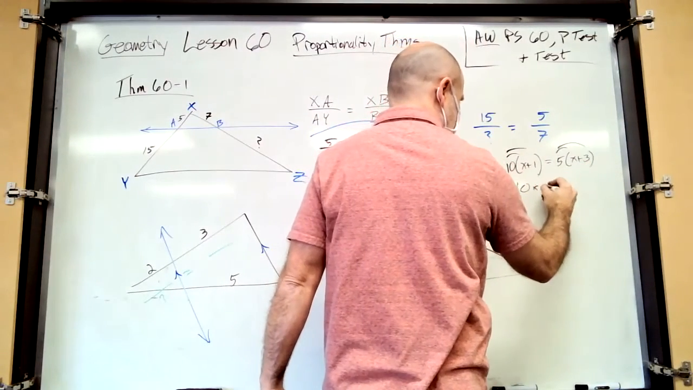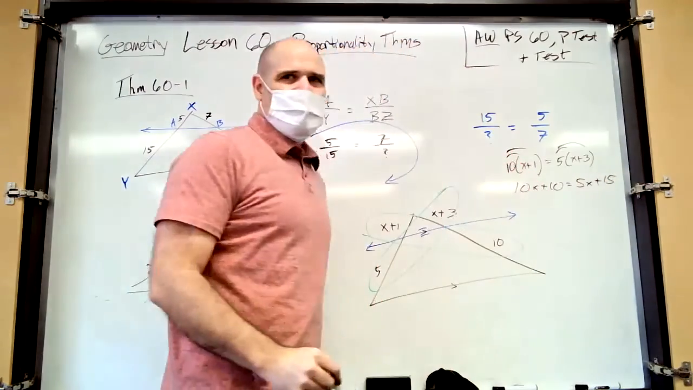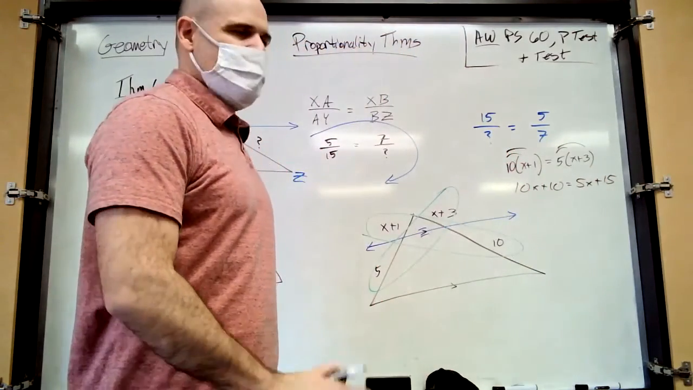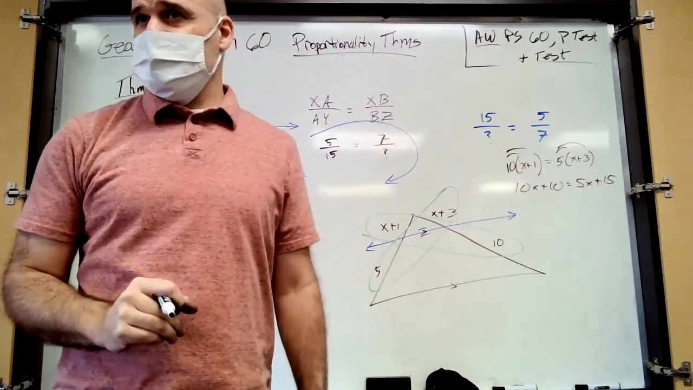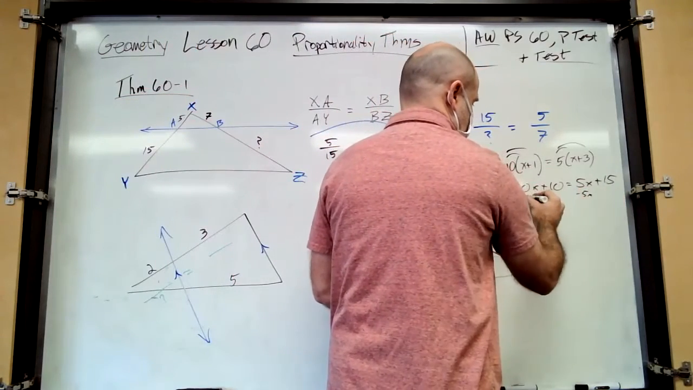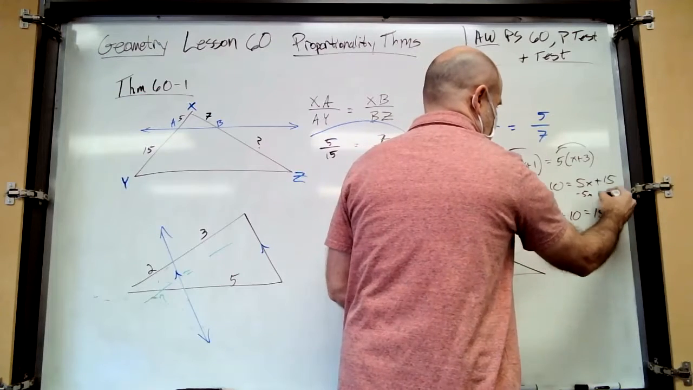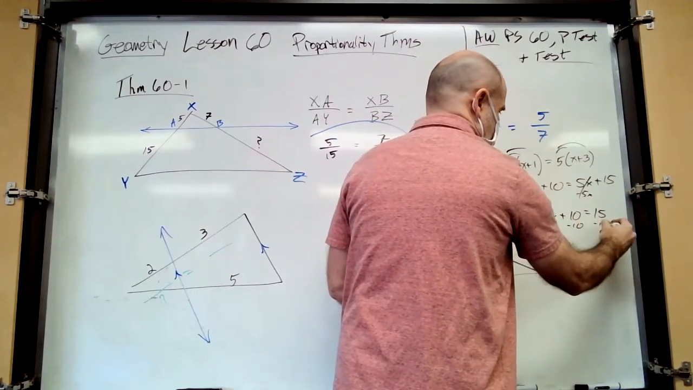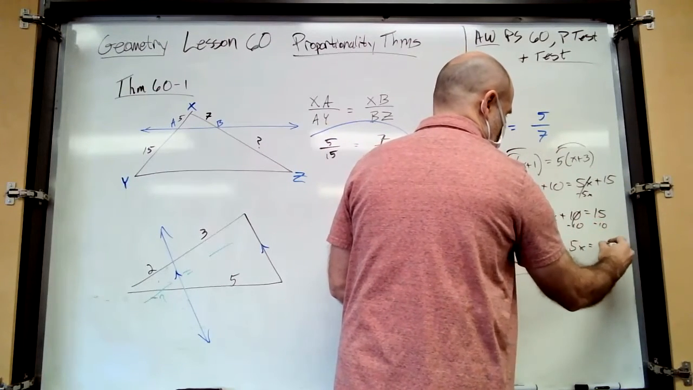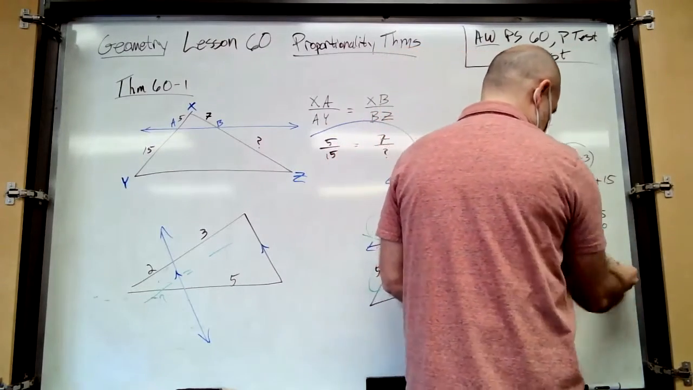So 10x plus 10 equals 5x plus 15. So far, so good. Tori, don't look. Okay. So now we have to get rid of the smaller variable term, minus 5x, minus 5x. So you get 5x plus 10 equals 15. Get rid of 10, get rid of 10. 5x equals 5. So divide by 5, x equals 1.